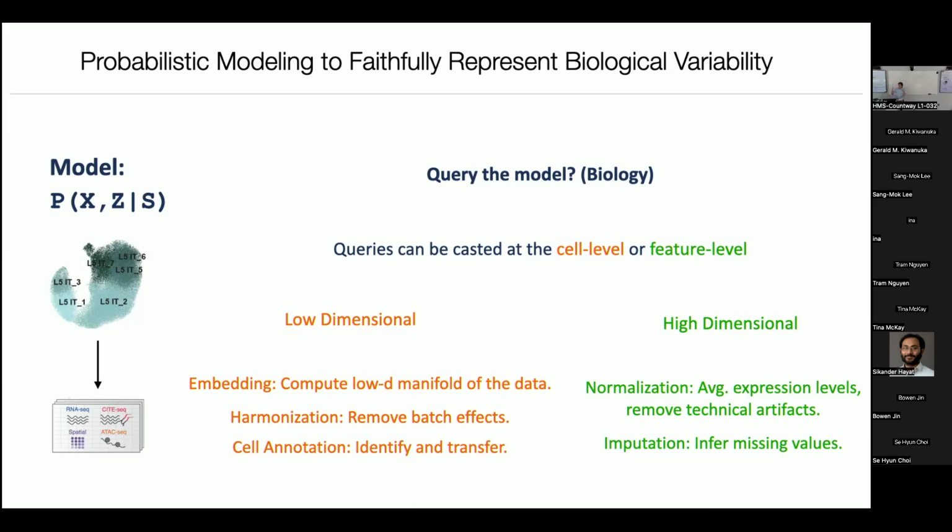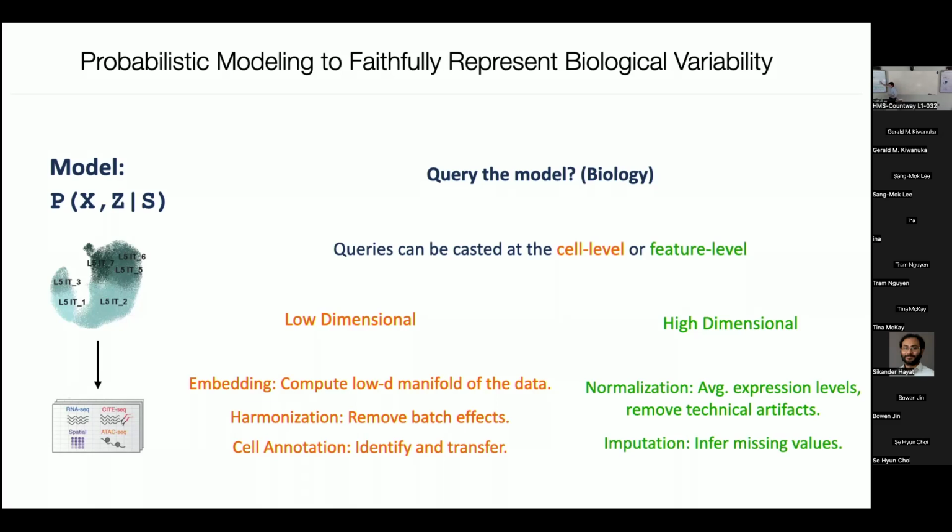And I want to portray two, and this is a kind of organizing principle of our algorithms and of the talk you will see throughout the talk. We can query these probabilistic models at the cell level. And at the cell level, the queries will be low dimensional. We would like to infer the embedding or the manifold in which the data lives. We would like to harmonize or correct that the data originates from multiple laboratories, and the embedding should just capture biological variability. And if we have labels, we would like to take a new data set and maybe do label transfer. Those are some of the queries that we can do at the cell level, or low dimension.